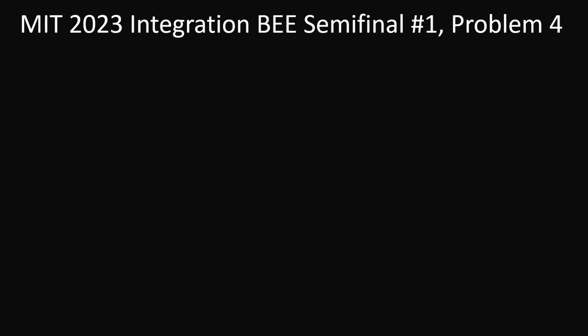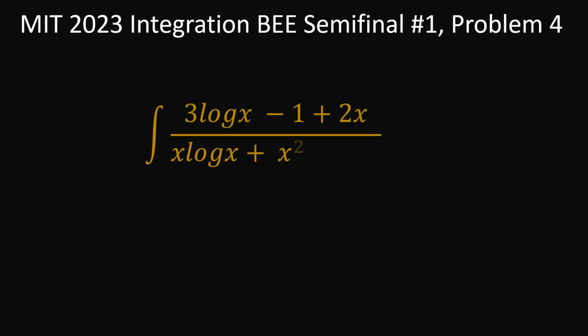So our next problem again is from the MIT 2023 Integration Bee semi-final number 1, and this is problem 4. It's the indefinite integral of (3 log x (natural logarithm x) minus 1 plus 2x) over (x times (natural logarithm x plus x squared plus 2x to the power 4)).